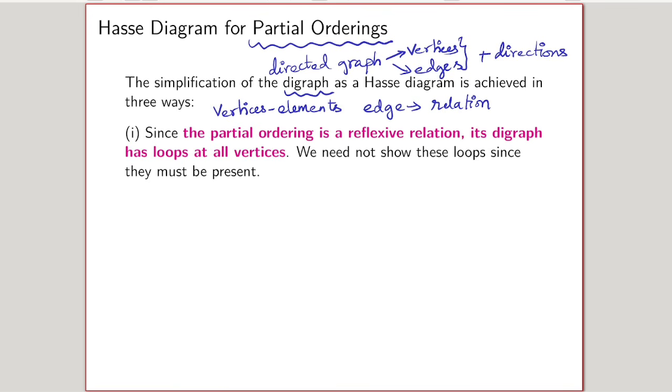But to find the Hasse diagram, three important steps are there. Since every partial ordering relation is a reflexive relation, every element will be related to itself, so we will have a self loop. For example, if I have an element A, since partial order is also a reflexive relation, A will be related to itself. So every element will have a self loop. Since all the elements have this property, in order to reduce complexity, we can remove these self loops. That is the first step.